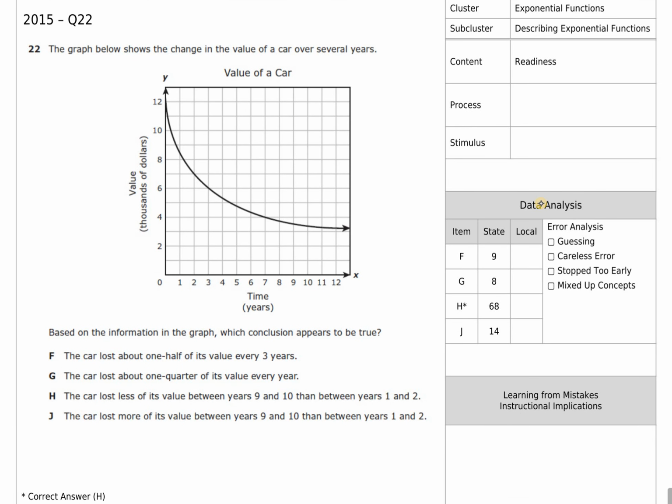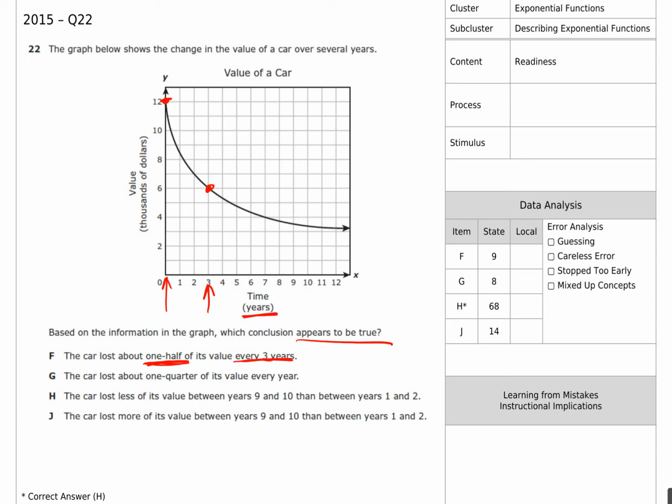Moving on, we see a graph based on this information. Which one appears to be true? The car lost about 1/2 every 3 years, about 1/2. Well, let's take a look at it. Here we're at 0. We're in years. It's every 3. So we'll come over here and compare 0 to 3 years later. It lost about 1/2. We were at 12. And 3 years later, we're at 6. So that could be true. They're wanting students to go ahead and circle it. But you shouldn't. You need to check another one.